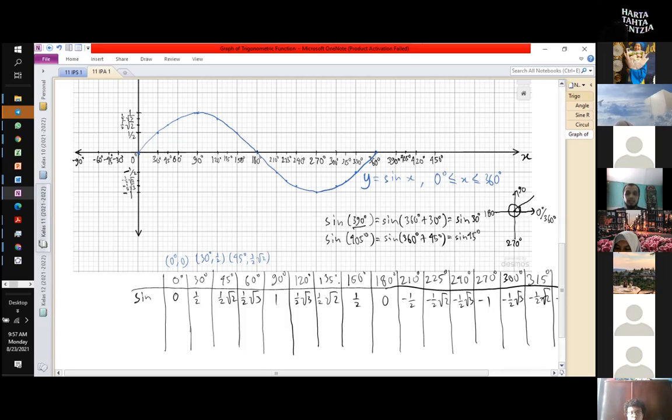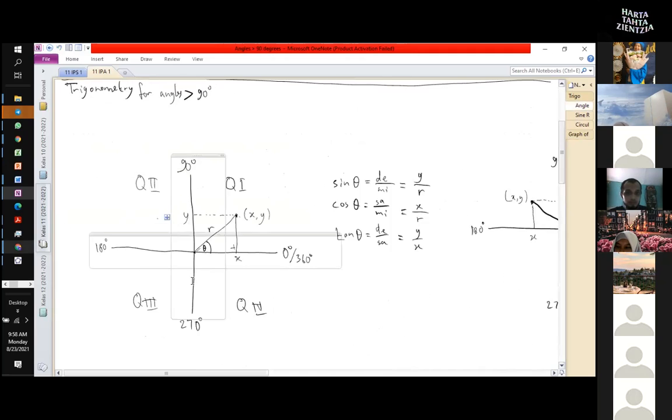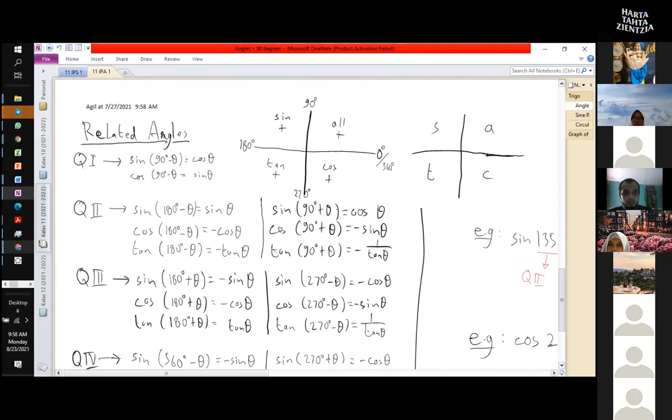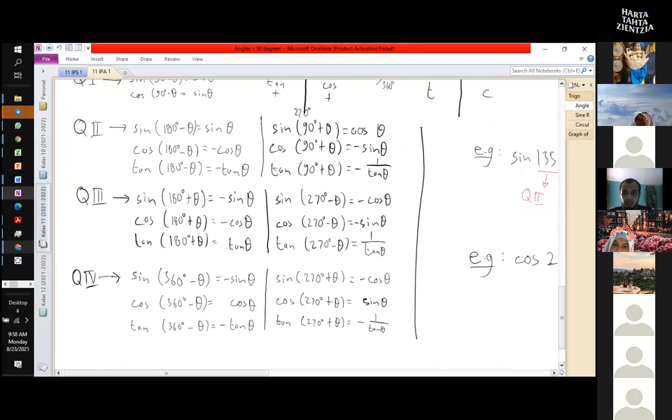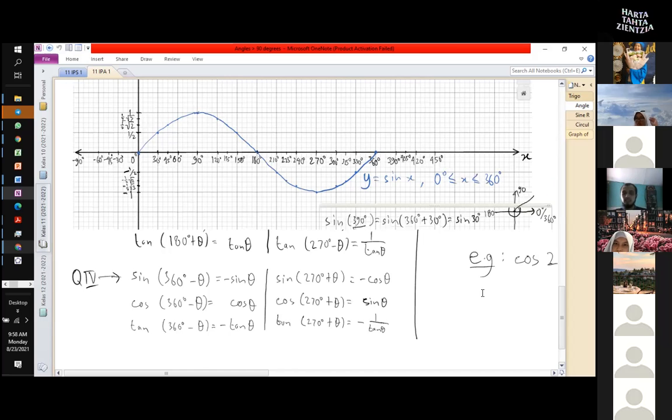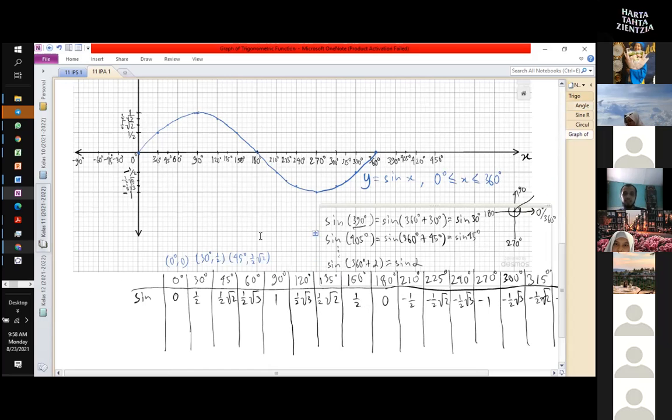Nah, dan seterusnya. And in general, if we have sine of something which is greater than 360 degrees, we can change it directly to 360 degrees plus something, so plus alpha, for example. And this will be equal to sine of alpha. So I don't know, did I mention it before? Okay, no, I didn't mention anything about angles greater than 360 degrees. Yeah, but that's the idea.